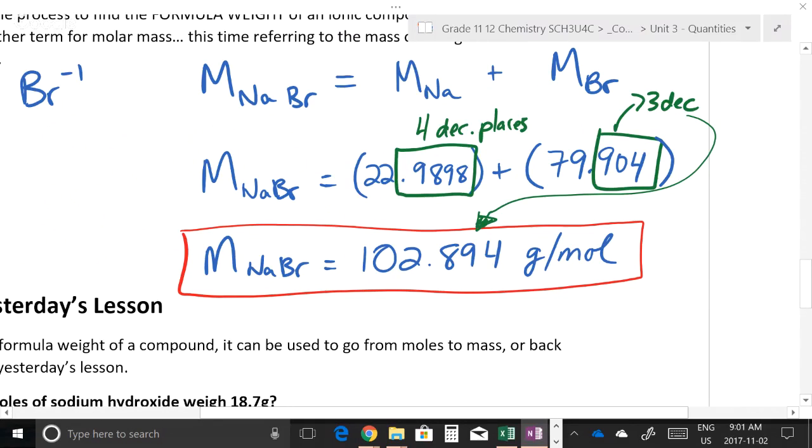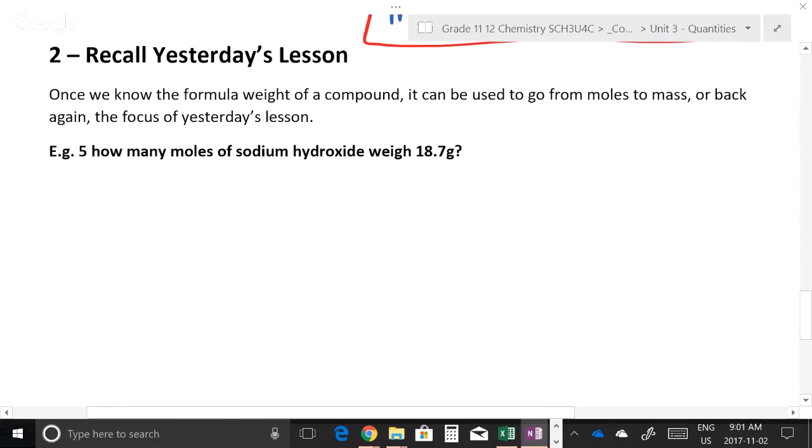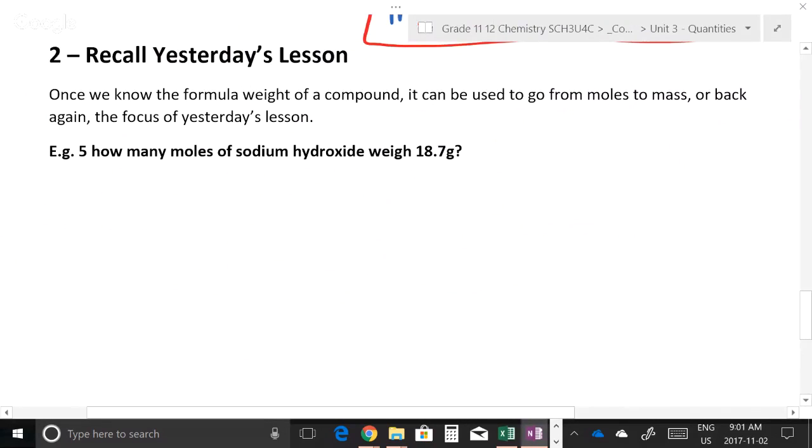Questions about that? Okay, now we can go back and we can do math with these. So here we're going to do a question. We'll do one together, then one apart, where we have to do what we just did, but then use it to do some dimensional analysis. Does that make sense? Once we have that number, we're going to use it to do some thinking with it. So first of all, this question: how many moles of sodium hydroxide weigh 18.7 grams?